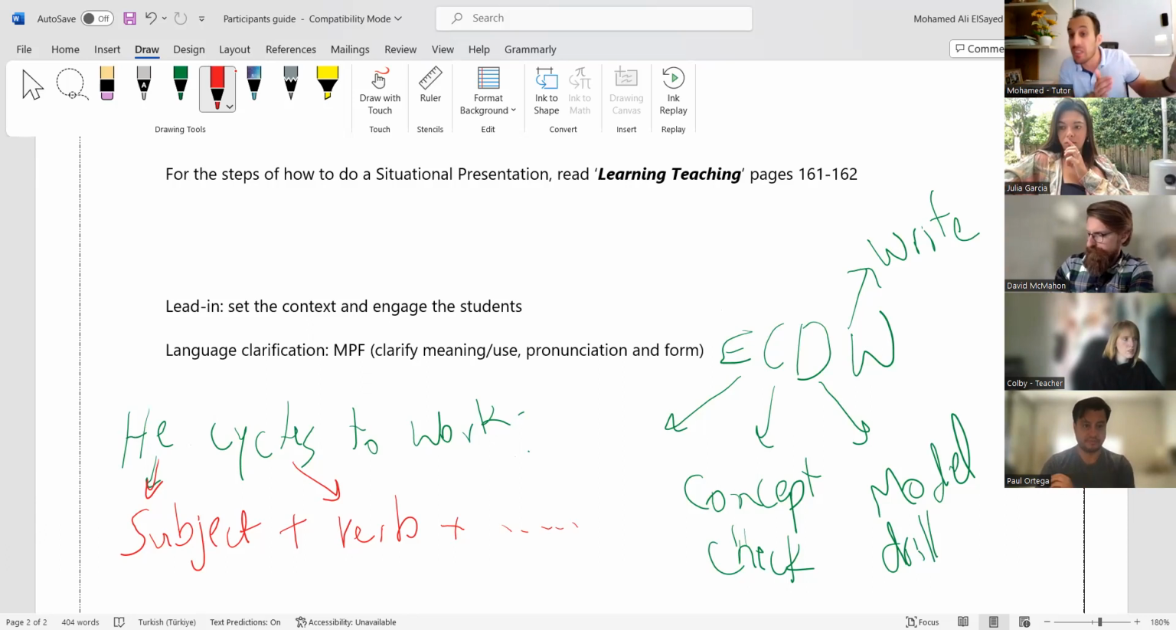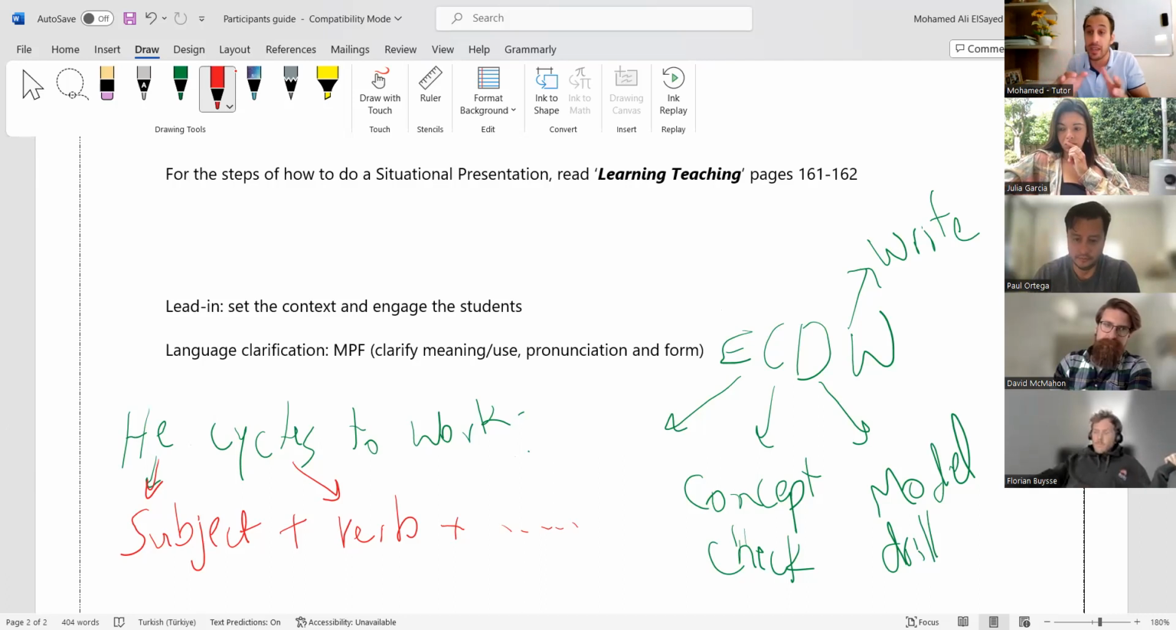If the video was longer than that, clarify the meaning. Use a timeline if it's a tense. Use CCQs if it's structure. You can use both if it's a tense like present simple. Then you move on to modeling and drilling. Then finally you write the sentence on the board and highlight the form.